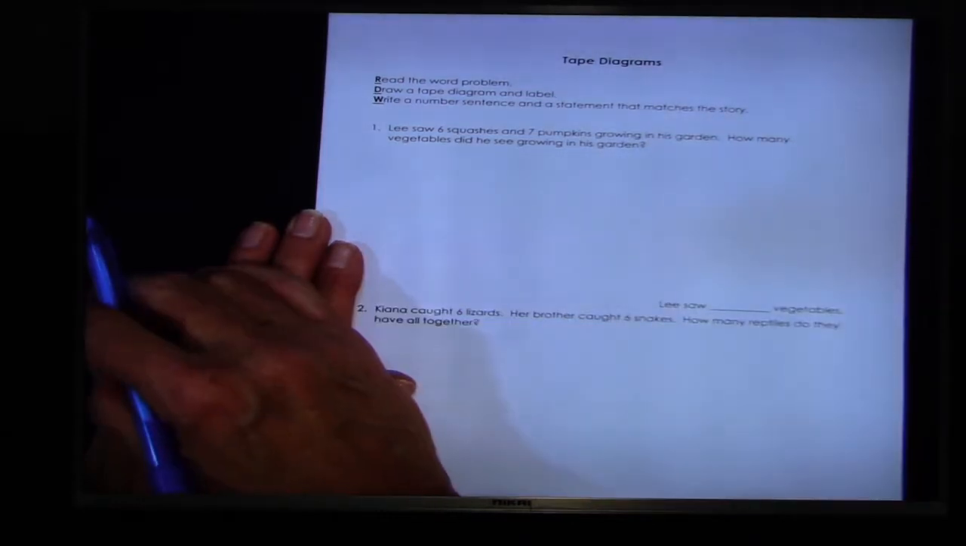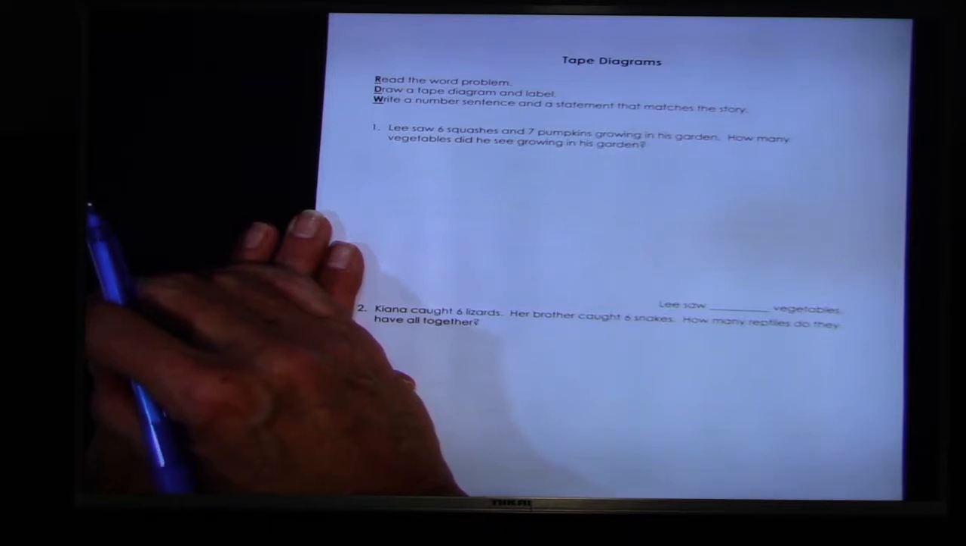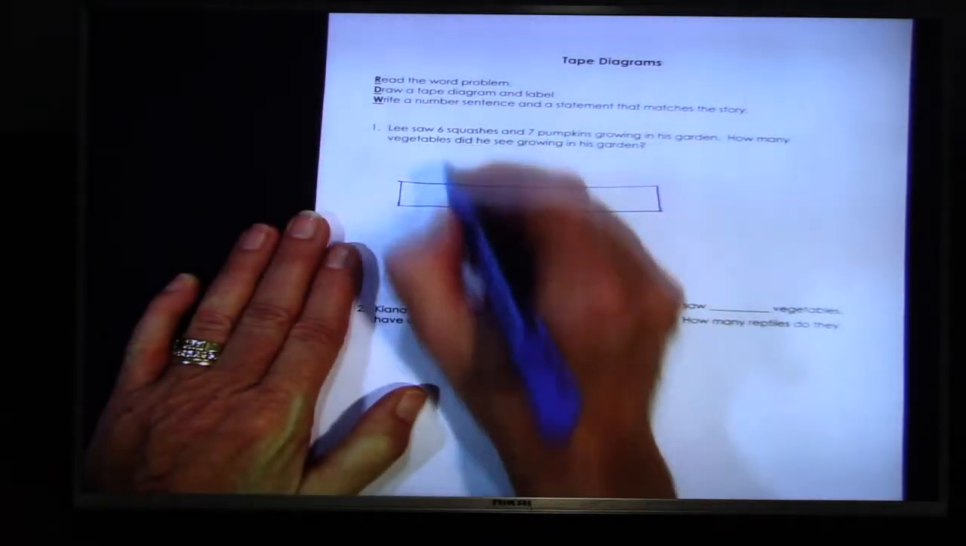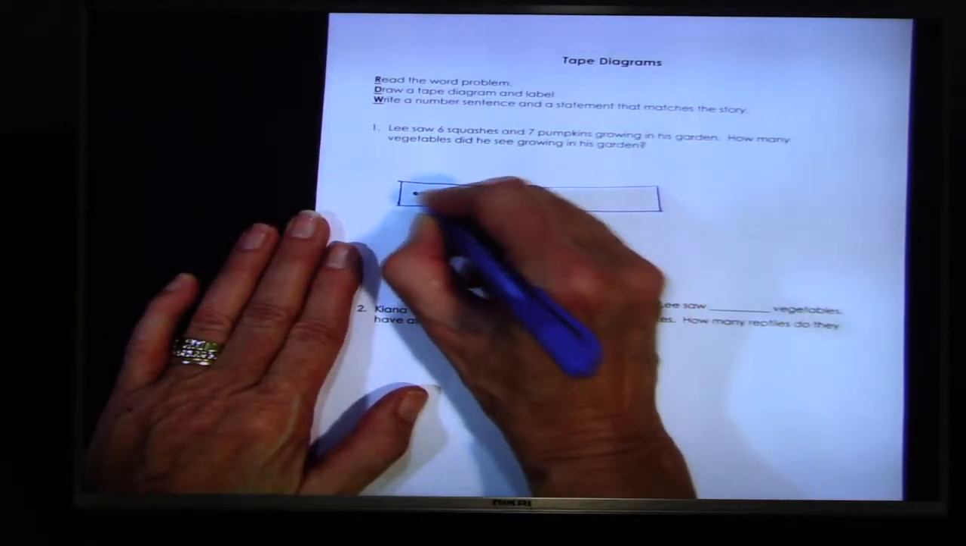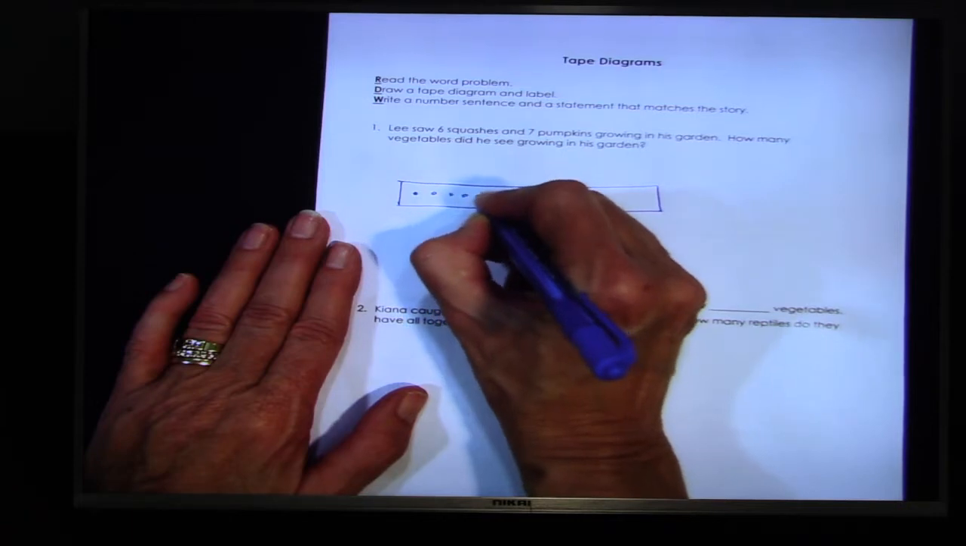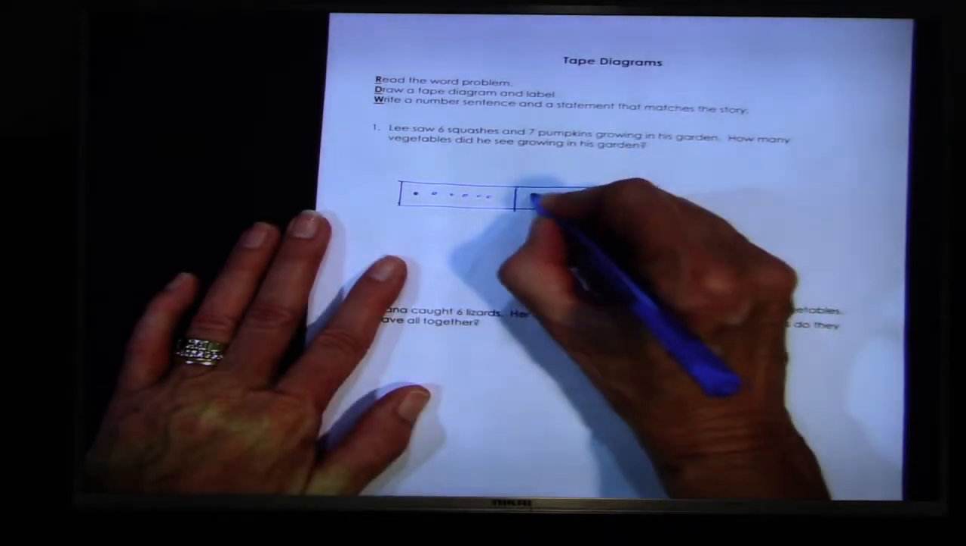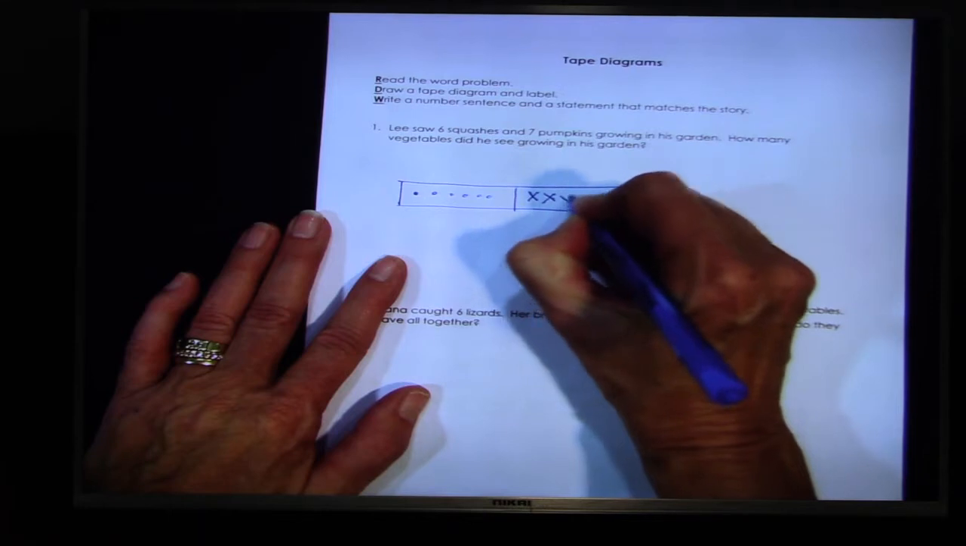So here, Lee saw 6 squashes and 7 pumpkins growing in his garden. How many vegetables did he see growing in his garden? So with a tape diagram, I try to get them to draw this as big as they can, just so that things fit in there easier. So my first thing I have is 6 squashes. I'm going to draw 1, 2, 3, 4, 5, 6. So that's one of my groups. That's part of what I have. And then I had 7 pumpkins. 1, 2, 3, 4.